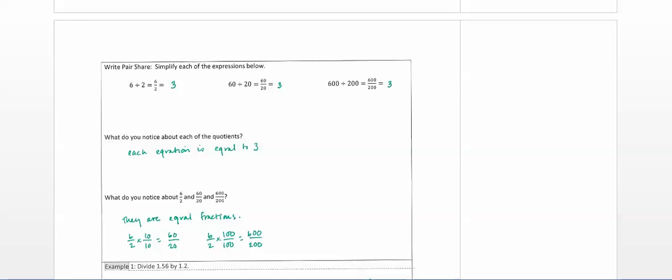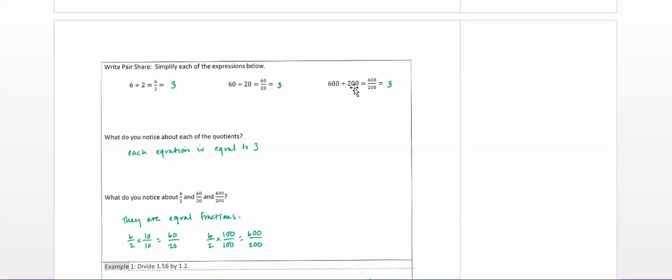We have to build this concept that if you multiply by 10 over 10, you're actually multiplying by something that's equal to 1, so you end up with the same answer. We're going to have students do a quick write-pair-share. 6 divided by 2 is 6 over 2, which is 3. Same thing with 60 divided by 20: 60 into 20 separate groups, you'll have 3 in each group.